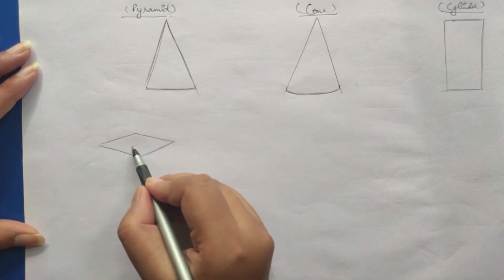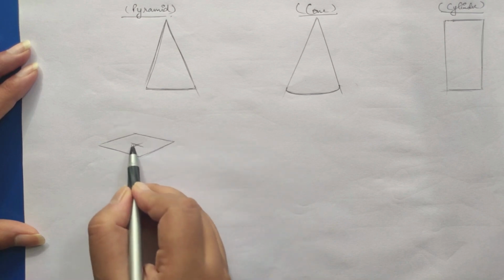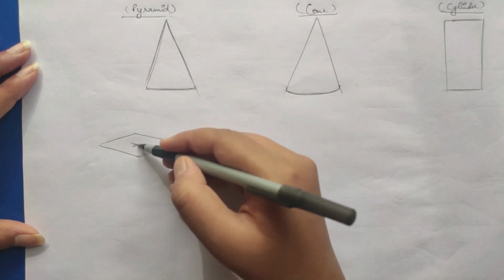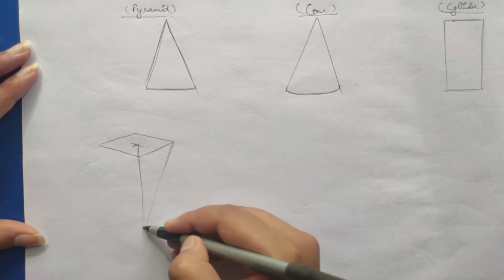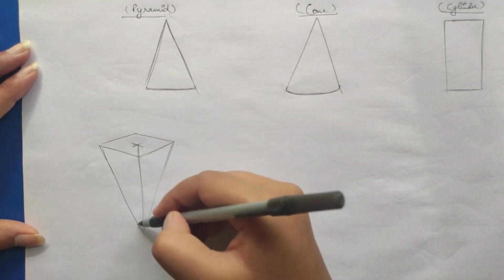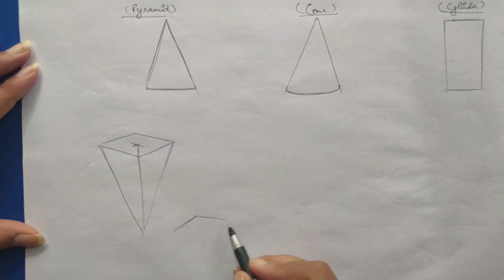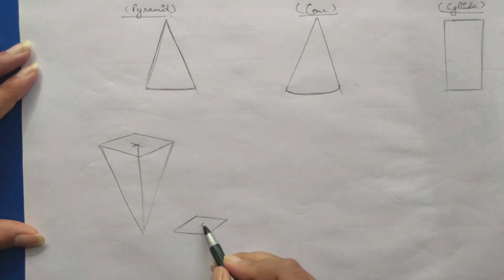and then we'll find the center point of the plane and extend a line from the point to the desired height of the pyramid. Then we'll join the corners of the plane to the center line, and that will give us the pyramid. Here are some examples to understand its construction.